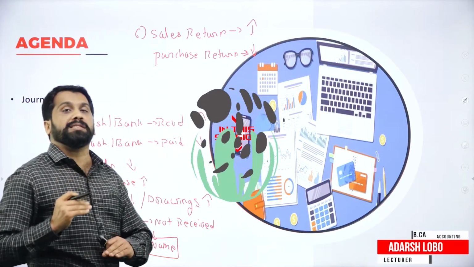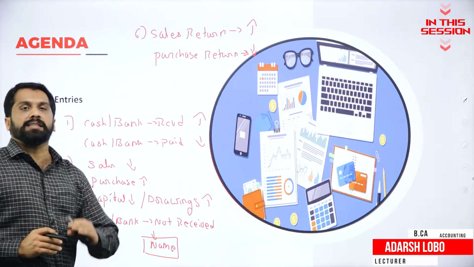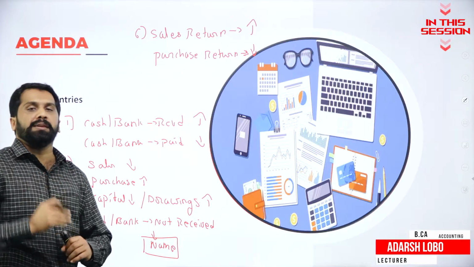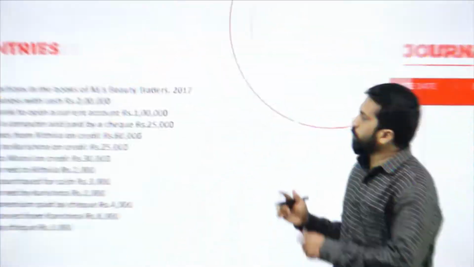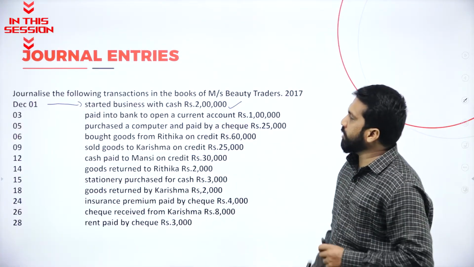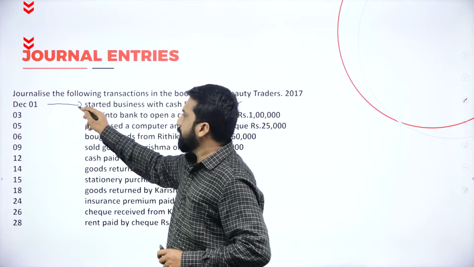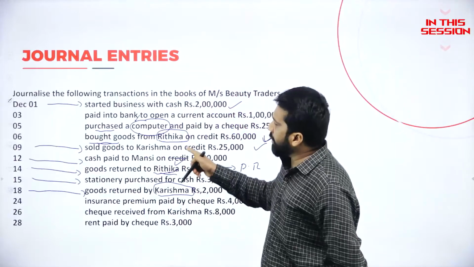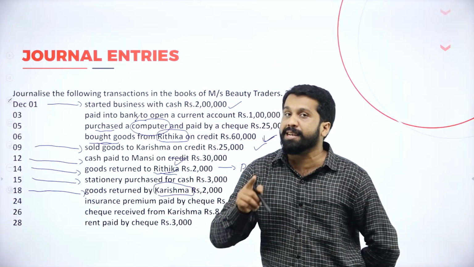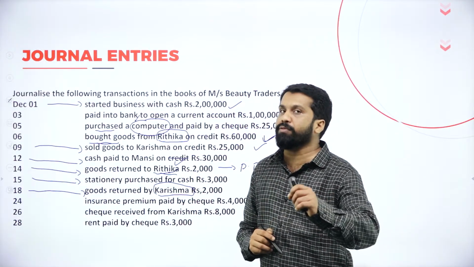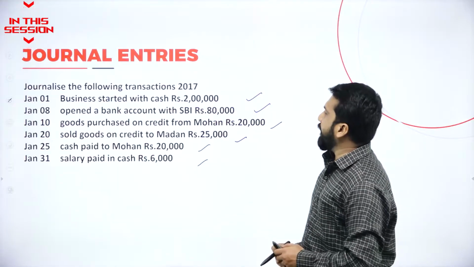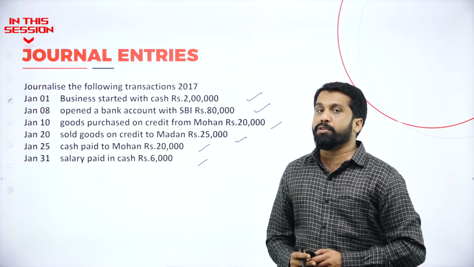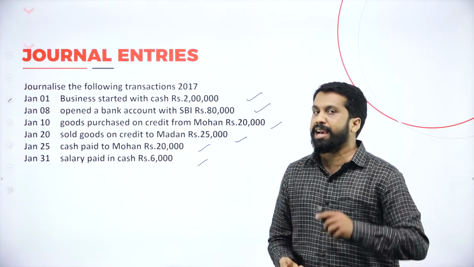Purchase up, purchase return down, sales down, sales return up. Remember these logics. Whatever is there in the question, you just add a word called "being". That is only your narration. Now, for that particular name, whether it is a sales return or a purchase return, you need to find out. Opened a bank account with SBI. If you want to open a bank account, you have to pay cash. Cash will be down.